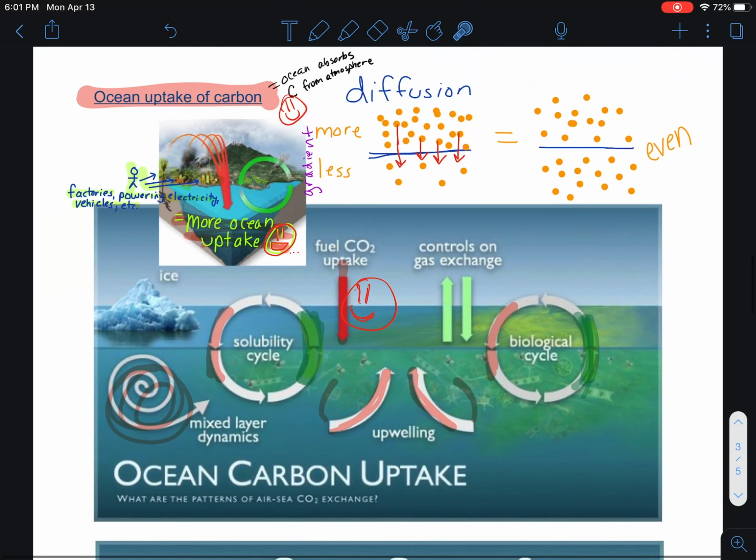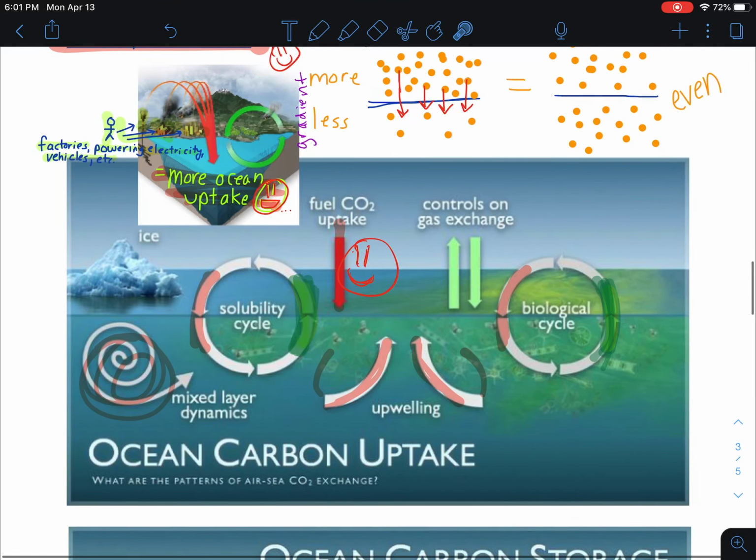All right. Now, we can also take a look more at this as the ocean uptakes the carbon dioxide. We have the solubility cycle that just has to do with diffusion. There's also the upwelling we talked about that brings nutrients up to these surface waters, which also carry carbon in those nutrients. And then we have very productive surface waters doing photosynthesis and pulling more of that carbon into organic storage in the oceans. This is awesome.